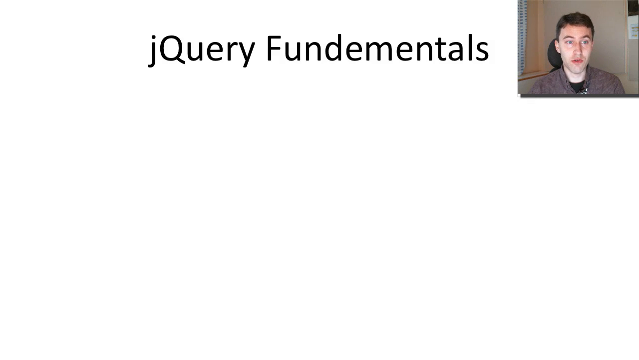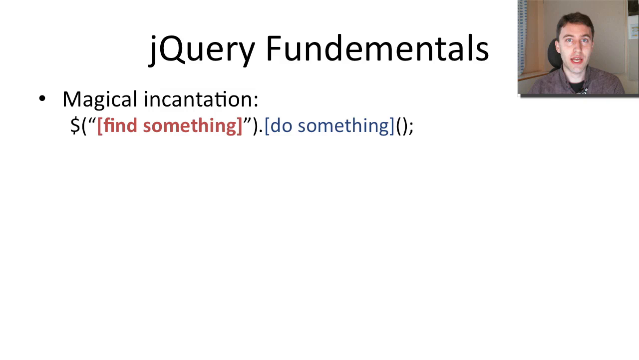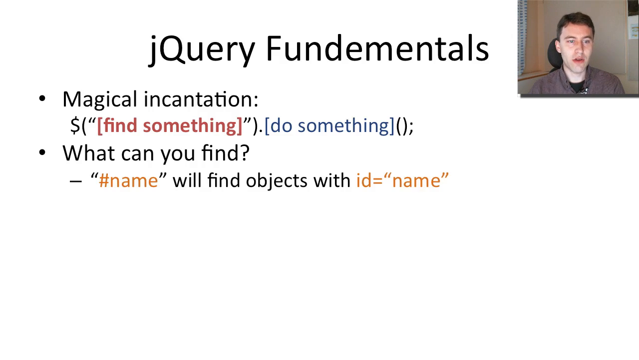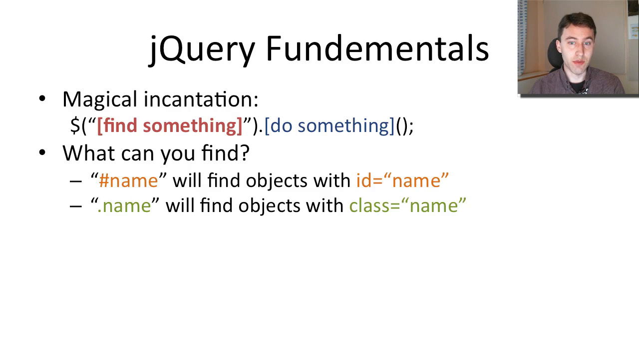So the fundamentals of jQuery. In jQuery you have this magical incantation, $, parentheses, quote, the name of something, close parentheses, dot, do something. And this allows you to find things within your document very effectively and assign things to them or act on them. So what can you find in your document? The two standard or simplest things you find are things with a pound name, that will find objects where the ID matches that name, and a dot name will find objects where the class matches that name.